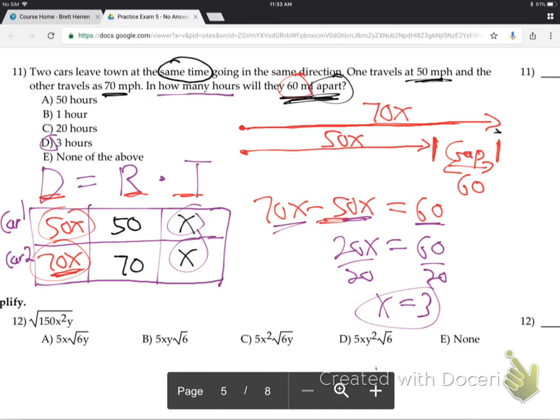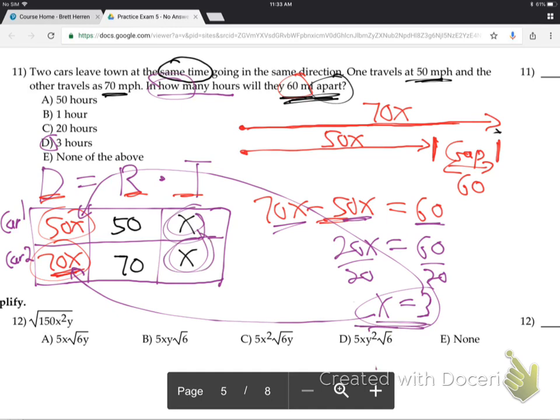And what did you say about the test? There was something on the test. I'll get there, yeah. But watch out. They could have said, how far did the slower car go? So you would have taken your 3 and plugged it in there. 50 times 3, 150 miles. Or how far did the faster car go? Plug your 3 in there. 70 times 3, 210 miles. They could have asked that. So watch the who, what, when, where, why, how question. How many hours? Okay, they just wanted time. They just want X. X is 3.